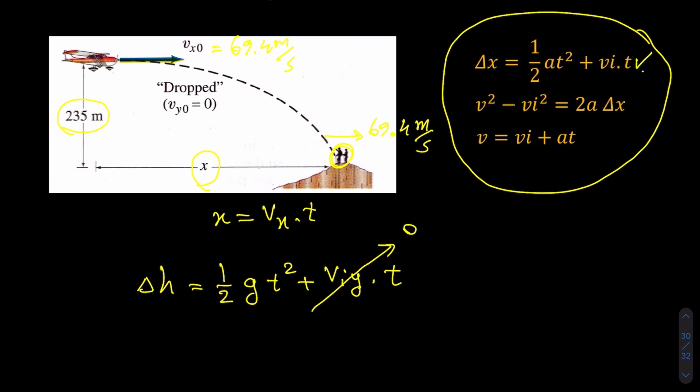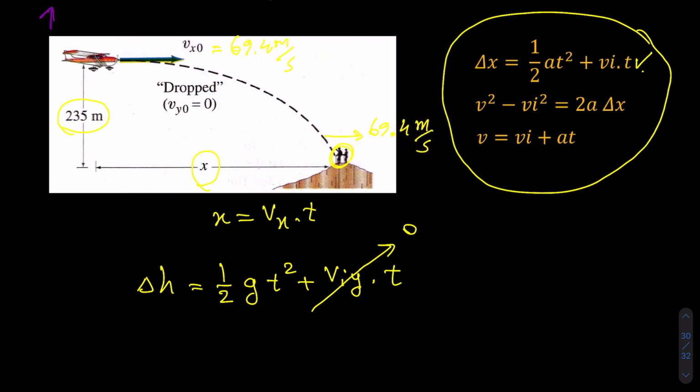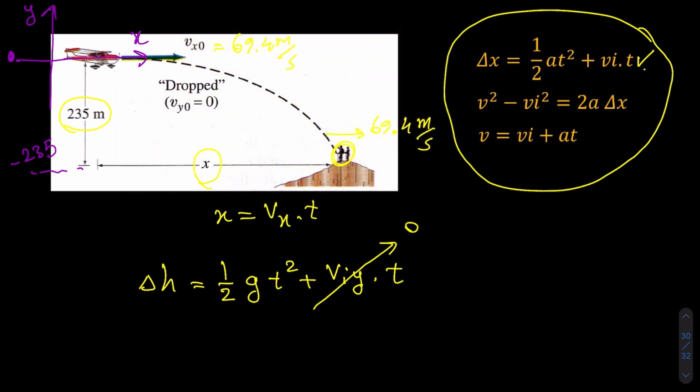Then we need to set up our frame of reference. I will set it here at the beginning of the motion. Here will be 0, and this position will be negative 235 because it's below 0. This is the y-axis, this is the x-axis, right? And delta H is the difference between these two positions.